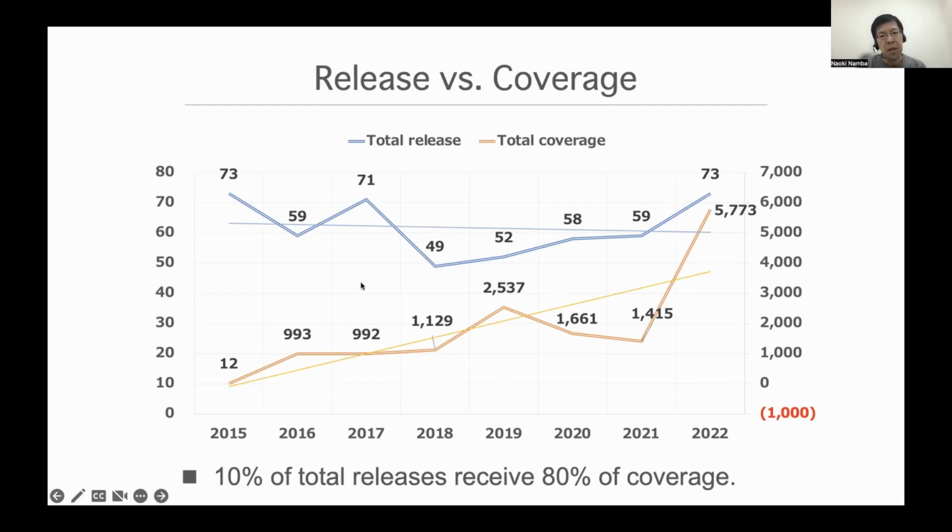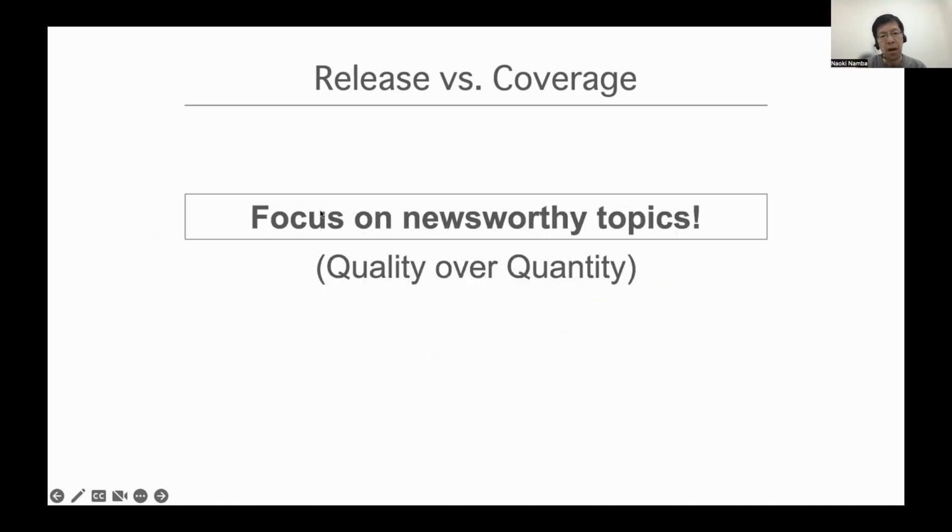It means if your goal is to increase the number of media coverage as much as possible, I think the number of press releases you issue is not necessarily important. You can still increase the number of coverage while decreasing the number of press releases. So it means focus on newsworthy topics rather than bombarding with less important, less newsworthy press releases.